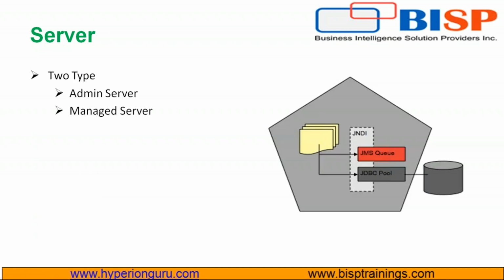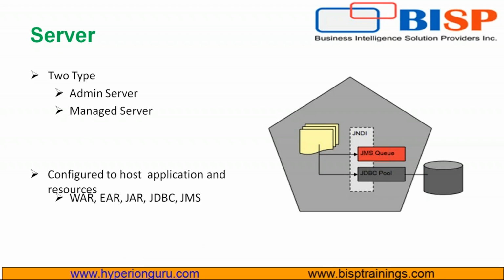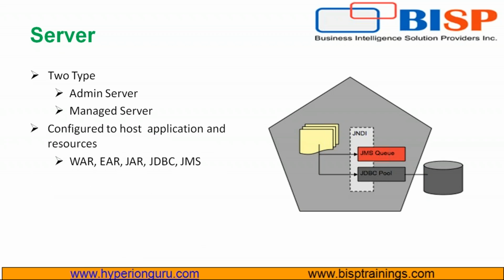So for servers, you have two types: admin server and managed server. Admin server is the one which actually controls your resources and domain. You can change configuration to your domain, and you can do edits and other things through your admin. Managed server is the one where you actually deploy your applications, and your applications run on the managed server. In managed servers, you can deploy your WAR, EAR, JAR, JMS, all those things.